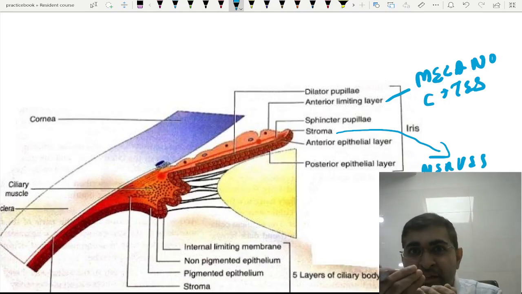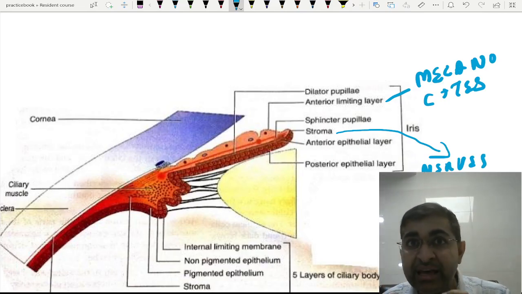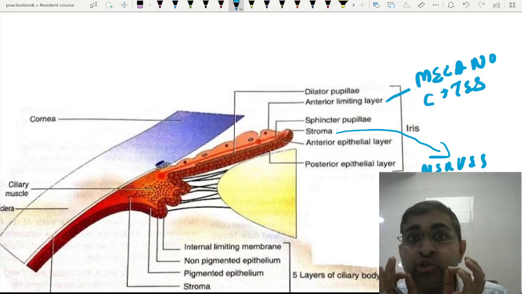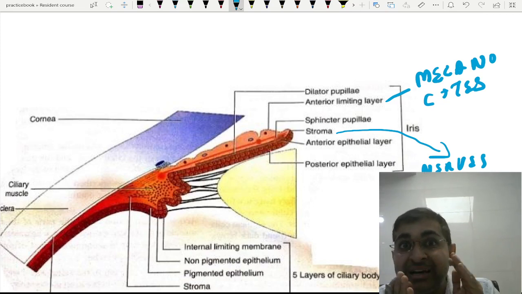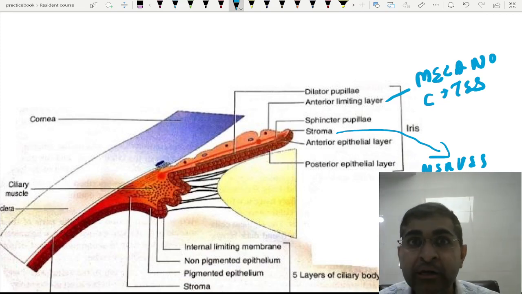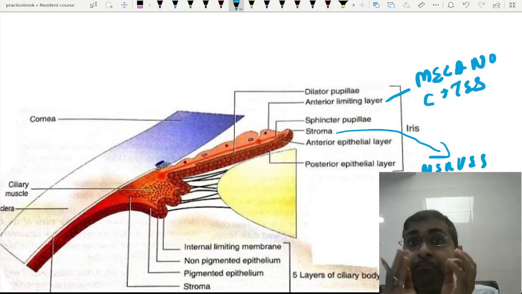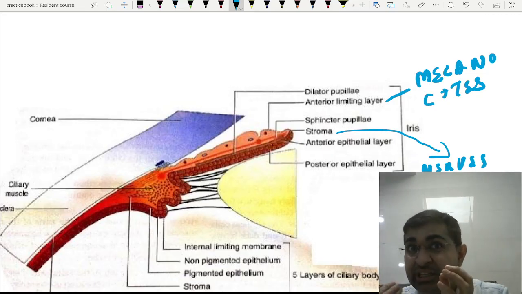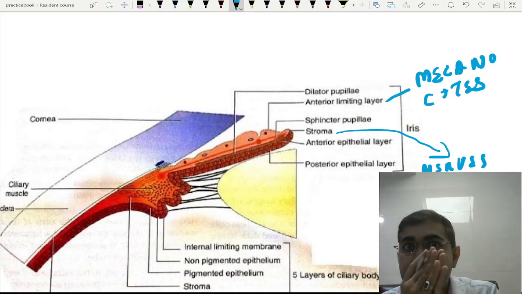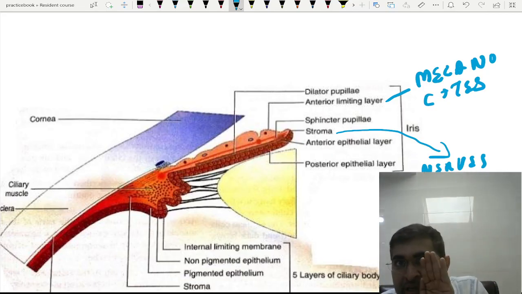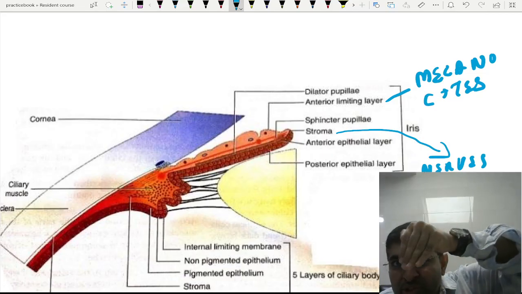Now posterior to the stroma lies the anterior epithelial layer, and posterior to which lies the posterior epithelial layer. These two epithelium layers are nothing but the extension of the optic cup. We have done it in embryology, right? The posterior layer I am talking of is formed of the inner part of the optic cup, because the optic cup is getting closed.